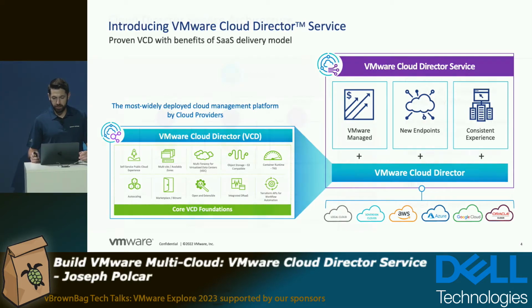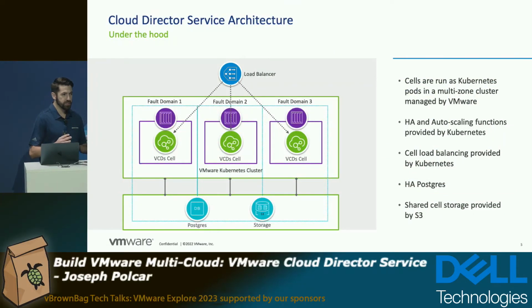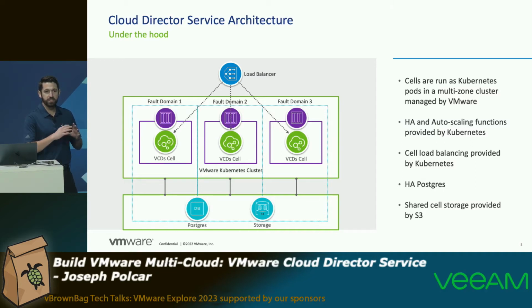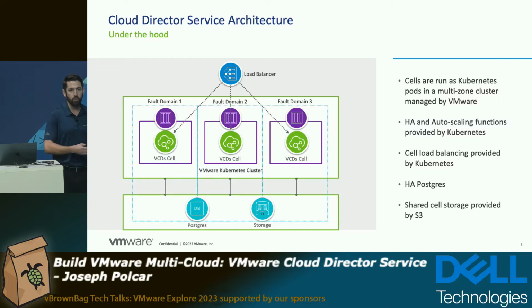All right, so the difference with Cloud Director Service as opposed to running on-prem is they've kind of redesigned it to run in a Kubernetes cluster. It now runs in a multi-zone Kubernetes cluster, and the storage is actually backed by S3. So the physical location of where it's running is in AWS, but it's a VMware managed service. It's a SaaS service that you can basically deploy instances of within about 15 minutes. So it really doesn't take long to deploy.